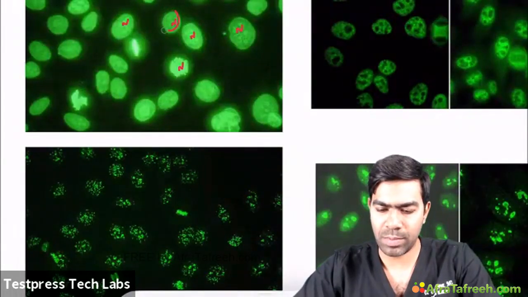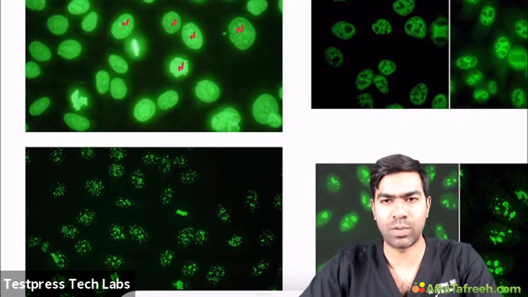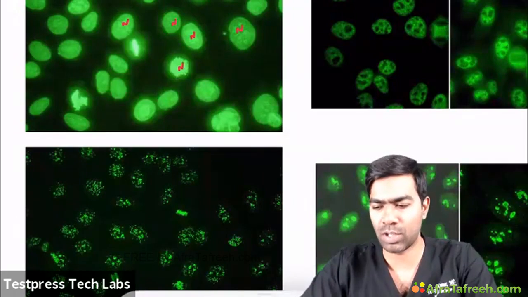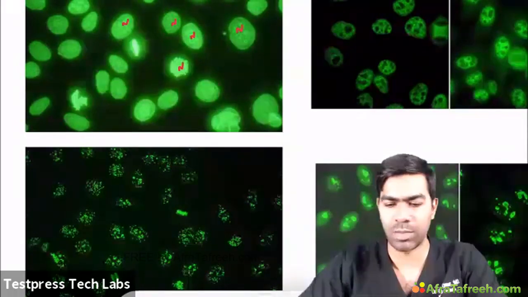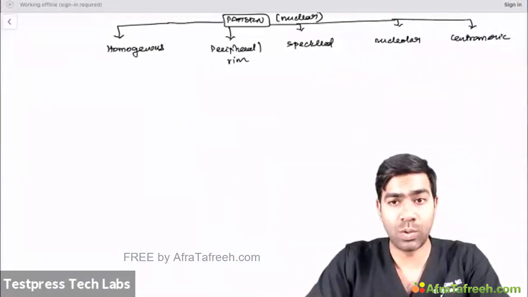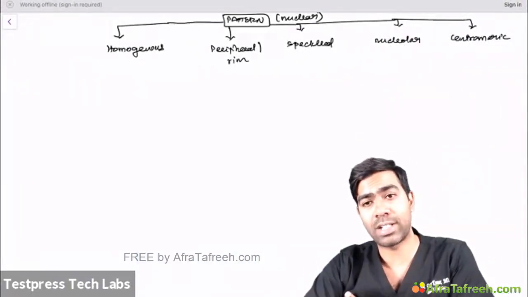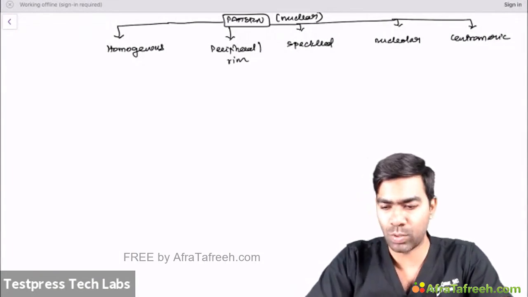So many times you might be confused. Where is the cell then? And where is the nucleus? This is only the nucleus. Because the cytoplasm is not stained, you're not able to see the cell surface and the cellular membrane, which means only the nucleus is stained there. That's why these antibodies are called anti-nuclear antibodies, because they stain only the nucleus.